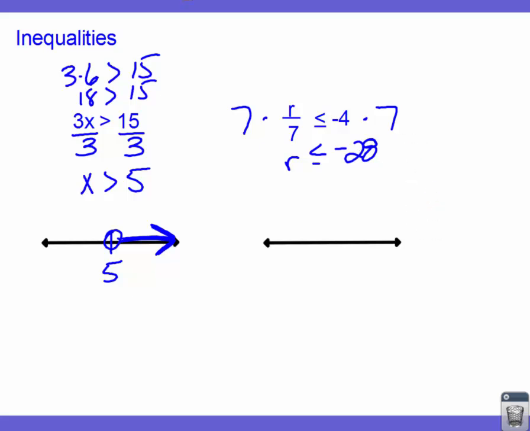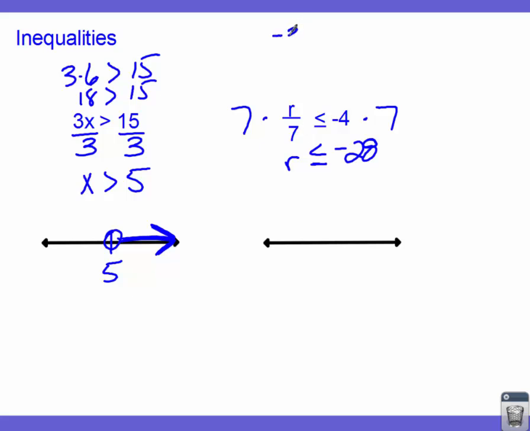Okay, so we end up with r is going to be less than or equal to negative 28. So we pick a value, a number less than or equal to negative 28. Now, in order to do this one, we've got to be kind of selective as to what kind of number we choose, because I've got to divide by 7. In order to get nice answers, I need to pick a number that is less than negative 28, but yet divisible by 7. And the first one we have is negative 35.